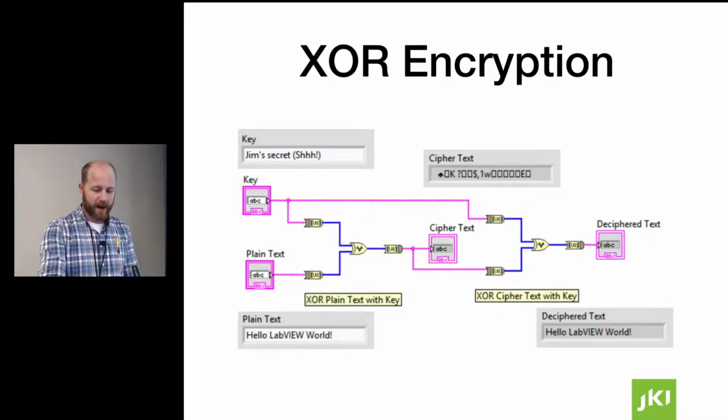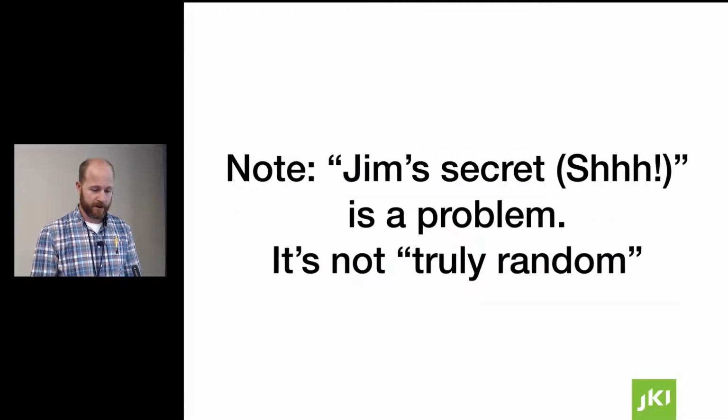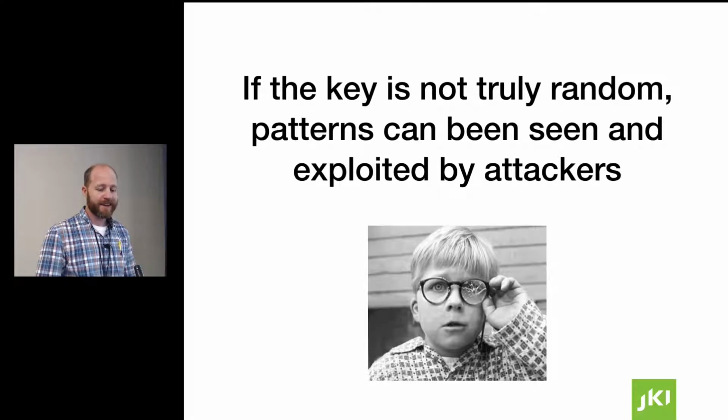Those boxes aren't actually repeating boxes. Those are just non-printable characters. But then we can see the deciphered text is the same thing that we had initially, which is cool. But the Jim secret is really a problem. It's not truly random data. And so if the key isn't truly random, patterns can be seen and exploited by attackers.